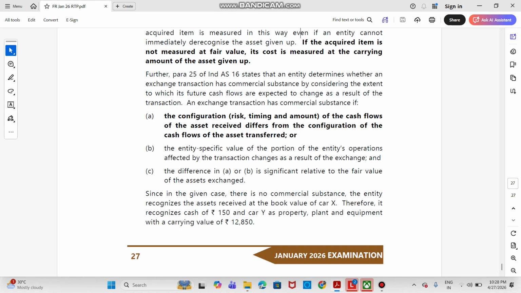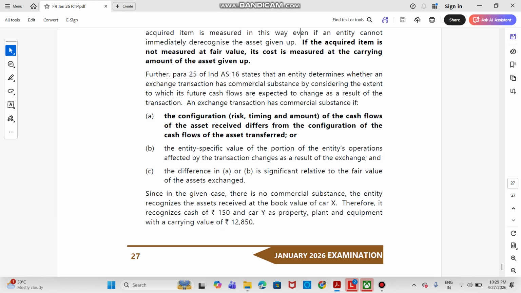That is, the timing gap between the asset received and the asset transferred, the configuration, or the entity-specific value of the portion of the entity's operations affected by the transaction changes as a result of the exchange, and the difference in A or B is significant relative to the fair value of the assets exchanged. So in this case, there is no commercial substance. The entity recognizes the asset received at the book value of car X. Therefore, the conclusion is it recognizes cash of rupees 150 and car Y as PPE with a carrying value of rupees 12,850.